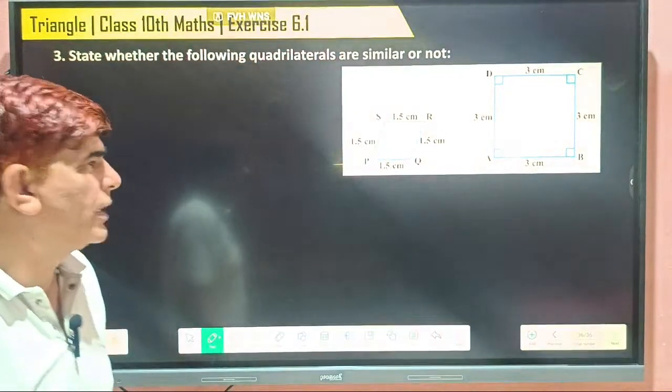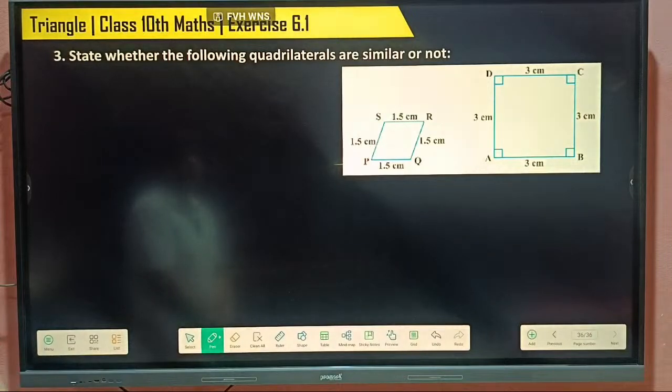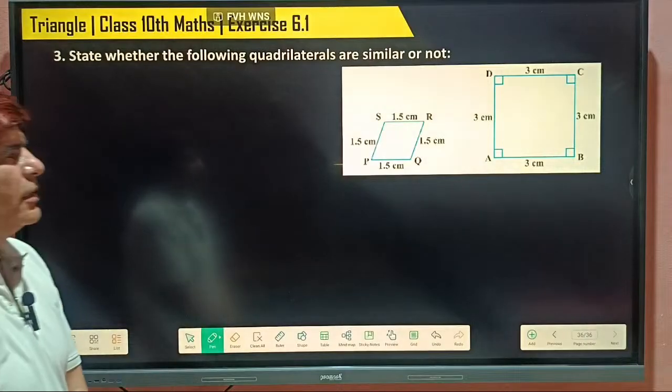Like this, in mathematics, we use like terms. What can we compare? We can compare like terms. Unlike terms, we cannot compare. State whether the following quadrilaterals are similar or not.